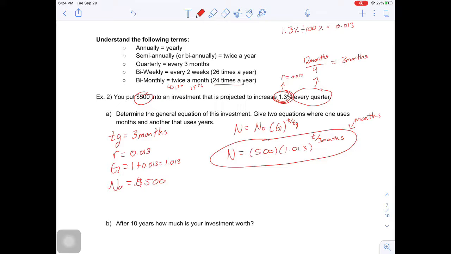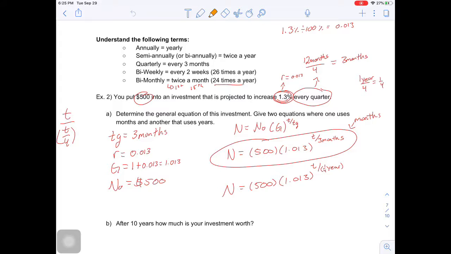How can we use it representing years? Recognize this is 1 year split into quarters, so 1 over 4. So if we wanted to use years here, it would be N equals 500 times 1.013 to the power of T over 1/4 year, because it's a quarter of a year. Now remember, when dividing a fraction, you multiply by the reciprocal. So T over 4, or sorry, not T, that'd be 1 over 4.